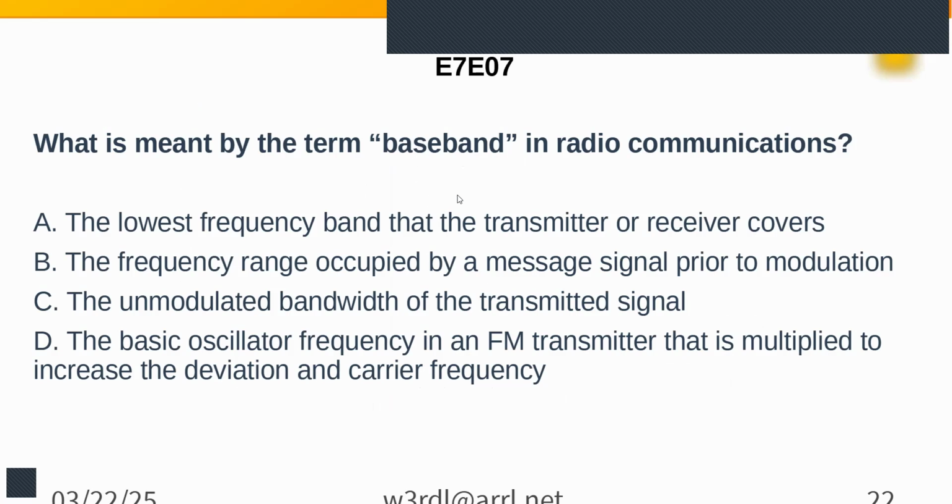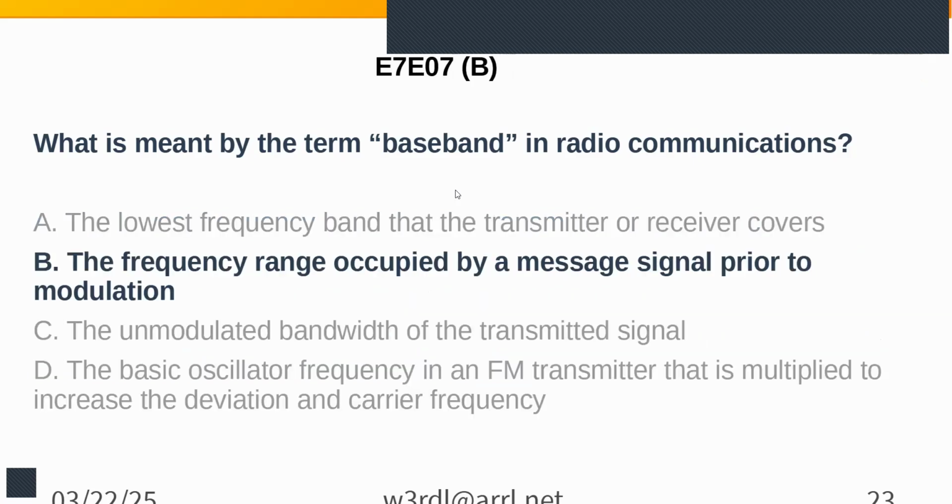Well, let's see. I think I've heard different answers. It's B, the message. Magic word: message. Prior to modulation, it's the input signal, because after you modulate it, you get the sum and difference. It's no longer baseband, it's modulated.